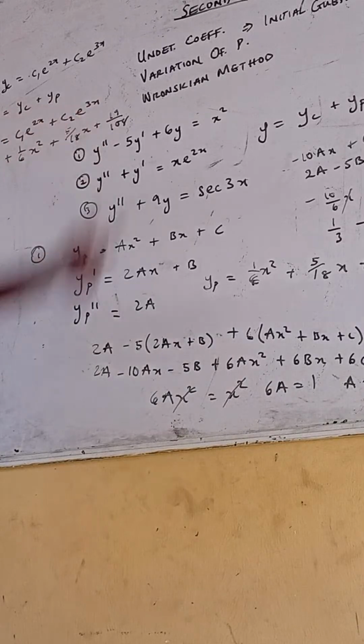So, should we use variation of parameters for number 1? Yeah. So, we are now going to look at which one is the best method. Which one is the best method that we have seen?